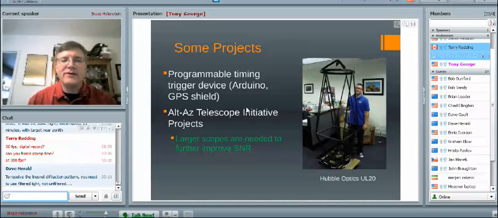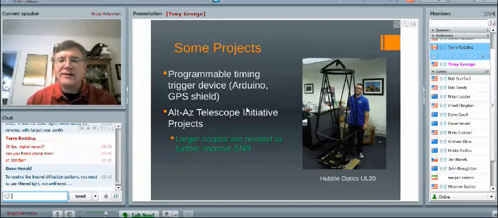Additionally, we have underway some projects as part of the OLTAS telescope initiative to deal with the scintillation problem. These EMCCD cameras have really resolved a lot of the read noise problem, but we're working on building some larger scopes which are portable to further improve the signal to noise ratio.